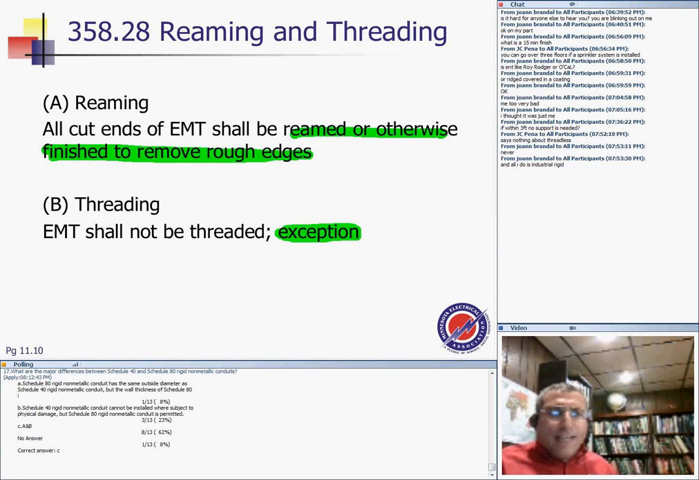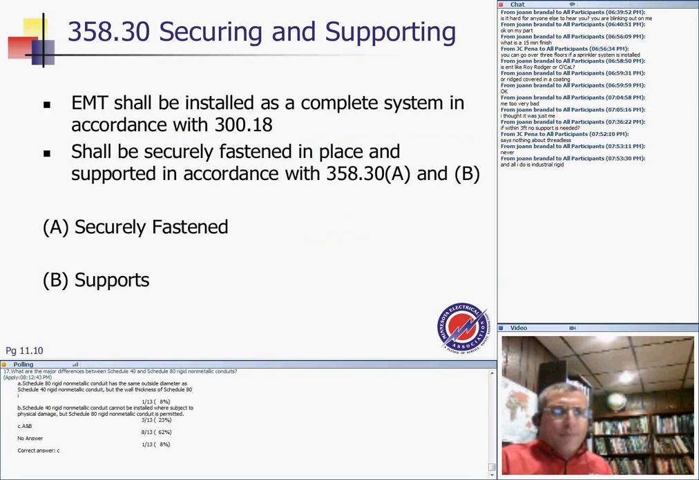So I don't like to go there, but it is a threaded factory option. Anybody ever used it with a threaded coupling? Anybody? They can make anything for you these days, guys. But for the most part, I just want to bring your attention to that exception: EMT with factory threaded integral couplings, and 358.100 describes it there. Anyway, for the most part, no threading. This is not conduit that you thread. You can have a set of screw-on connectors if it's outside and so forth.